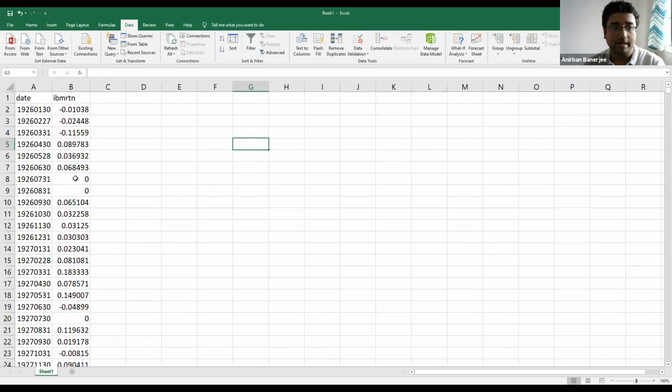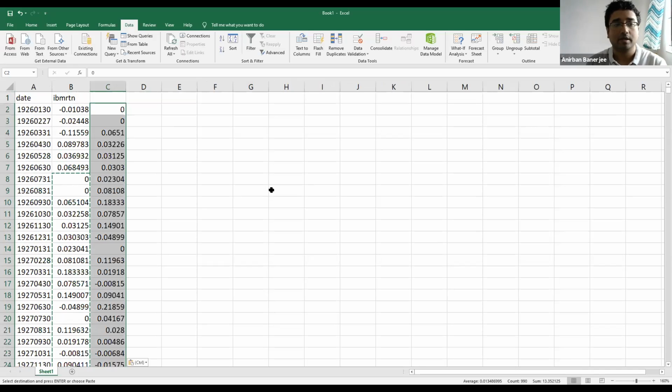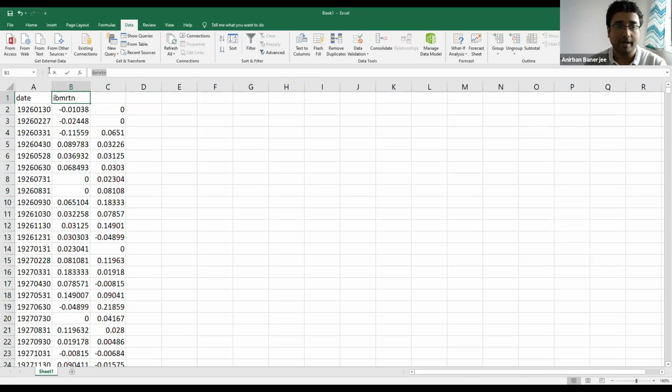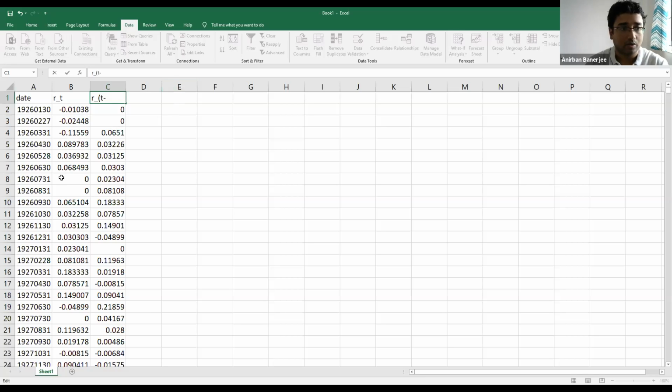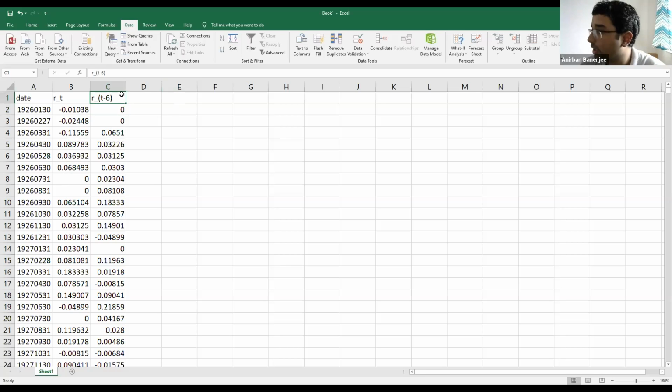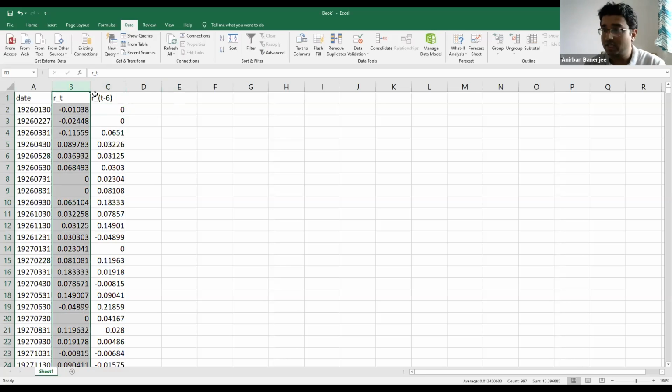If we now say that let's shift this, what do I mean by shift this? So let me write this as RT, and this becomes R of T minus 6. This is one series. This is another series. This is RT as you observed it. This is RT minus 6. So basically your observation here has been shifted 6 times, right?